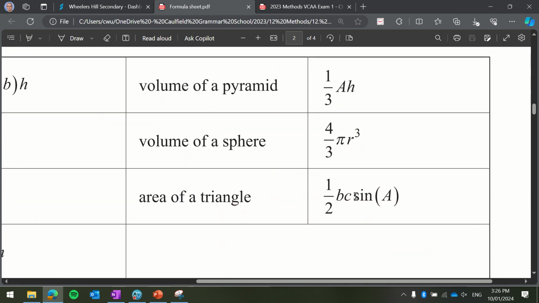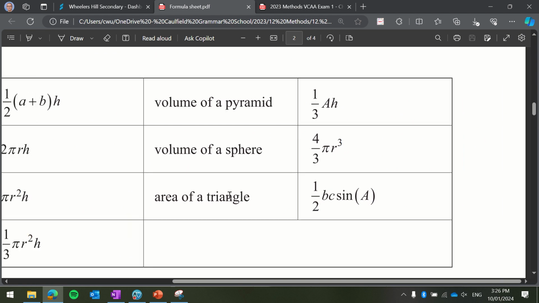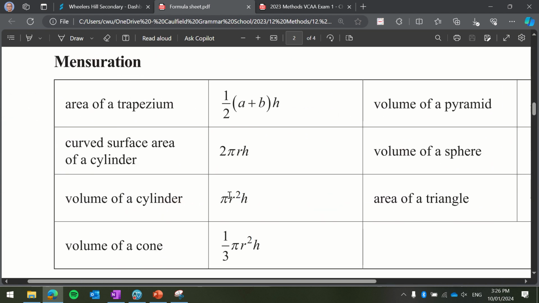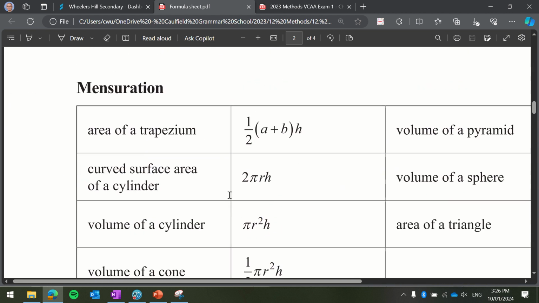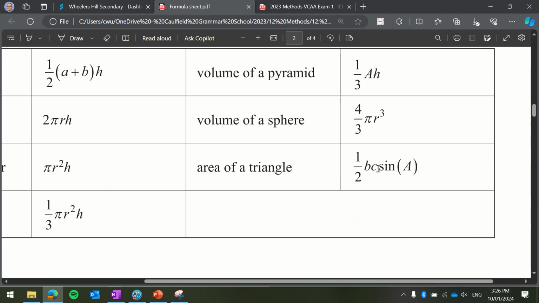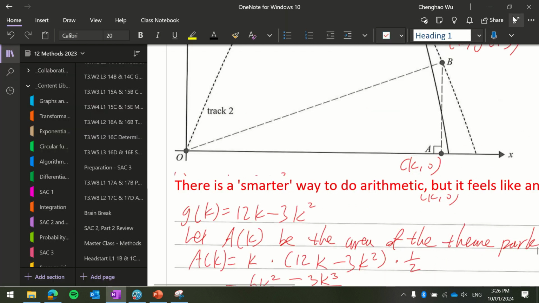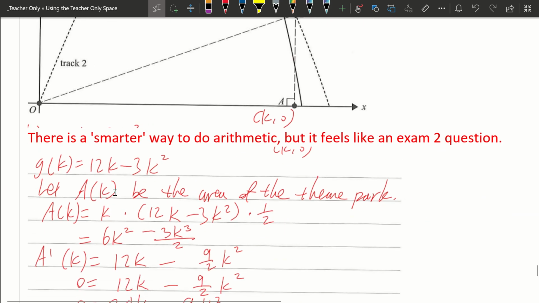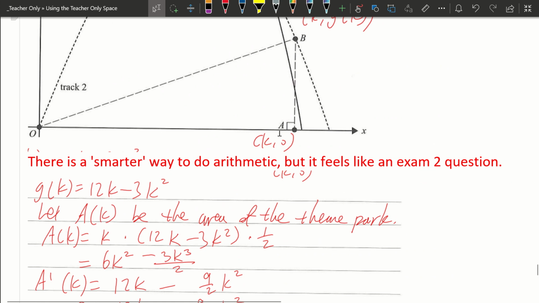Half times, oh wait, that's not what I want. That's any triangle. Is there a right angle triangle? No. Okay, so this one is for any triangle. It doesn't have to be a right angle triangle, you can always use this formula. But here it's a right angle triangle, so let's just use base times height times half. And that's all I've done.